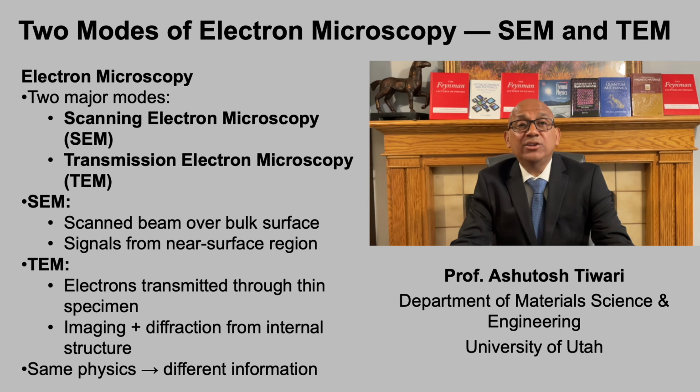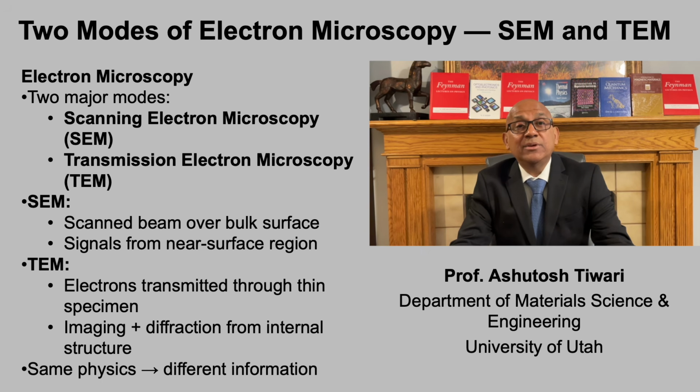Electron microscopy is commonly divided into two major categories: scanning electron microscopy or SEM and transmission electron microscopy or TEM. In SEM, a finely focused electron beam is raster scanned across the surface of a bulk specimen. As the beam interacts with atoms near the surface, various signals such as secondary and backscattered electrons are emitted and collected to form an image. SEM is therefore particularly powerful for studying surface morphology, topography, and near-surface composition.